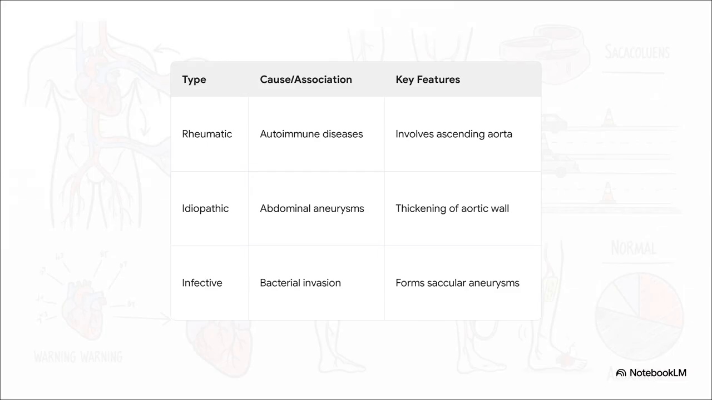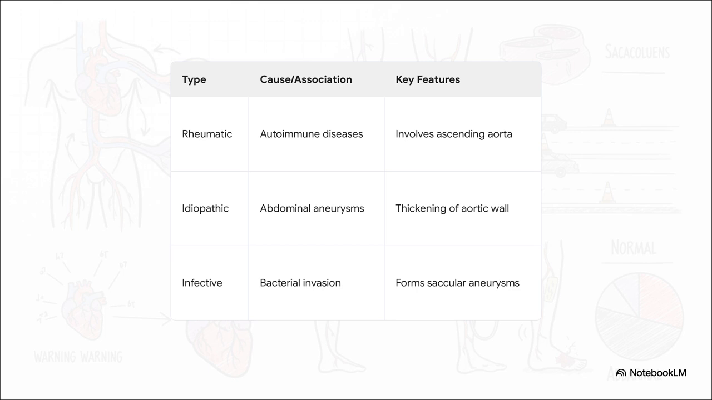Now, what's so fascinating here is that aortitis isn't just one single thing. This table shows us three main causes. First up, you have rheumatic aortitis. This is where the body's own immune system gets confused and mistakenly attacks the aorta. Next is idiopathic, which is kind of a medical mystery. The aorta's wall just thickens up, and we don't fully understand why. And finally, there's infective aortitis, which is pretty much exactly what it sounds like, a direct bacterial invasion from nasty pathogens like staphylococcus.